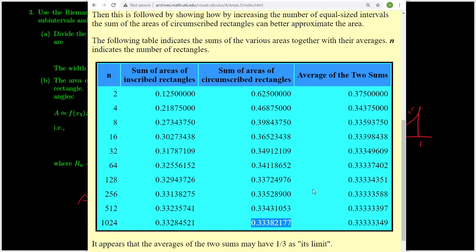I believe you can guess the answer even. Okay. The larger when n is 512 is 0.33. When n is 1024 is 0.333. I believe you can guess. The numbers in this column are getting closer and closer to 1/3, because 1/3 is 0.3333. So the limit.